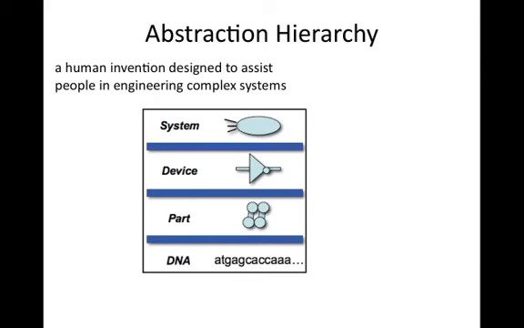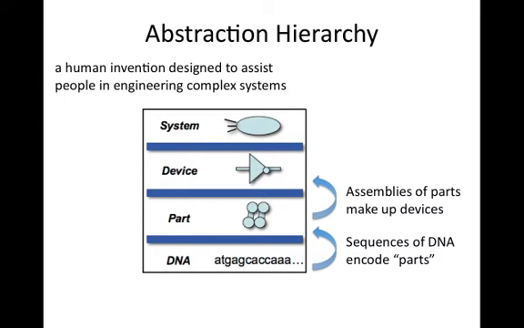But going back to the abstraction hierarchy, we've moved from DNA to parts, and hopefully you see how sequences of DNA can be used to define parts. And now what we'll do is walk up this abstraction hierarchy to show how assemblies of parts can be used to make devices, and then finally devices can be assembled to make a system.